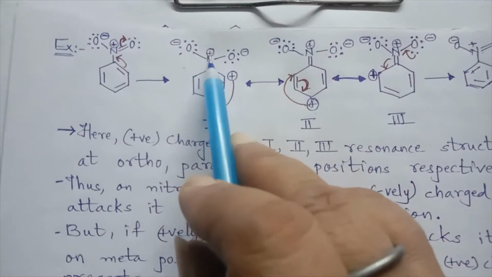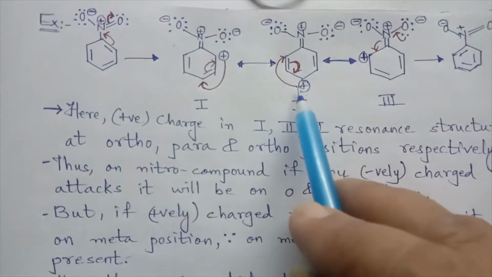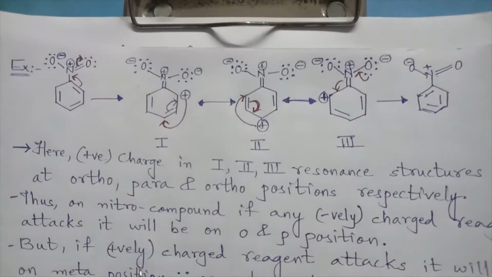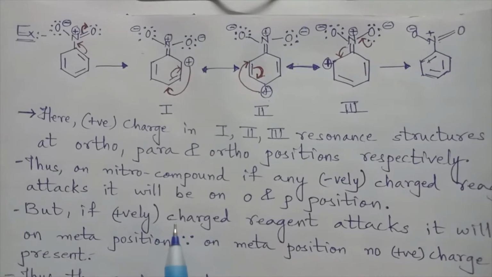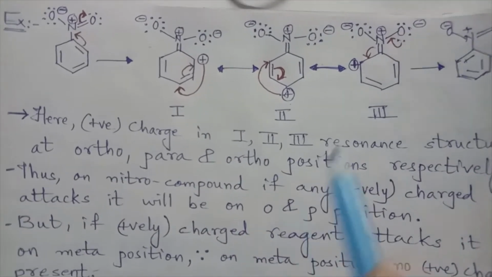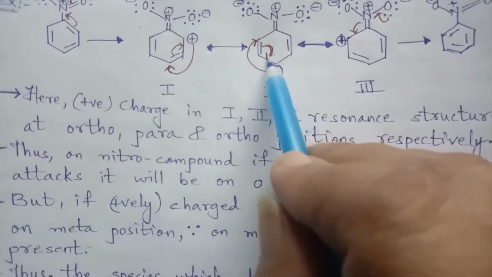So positive, positive, negative, negative, positive, positive, negative, negative. If 2 negative, 1 positive is shown, or 1 positive, 1 negative and 2 positive is shown, then also your structure will be considered wrong. Now what happened? This bond is shifting over here.